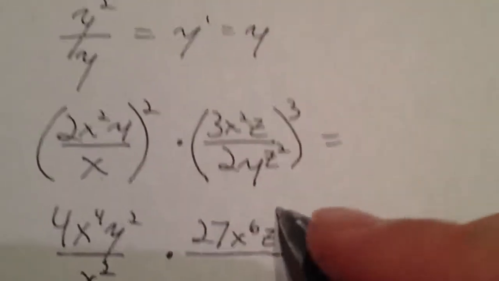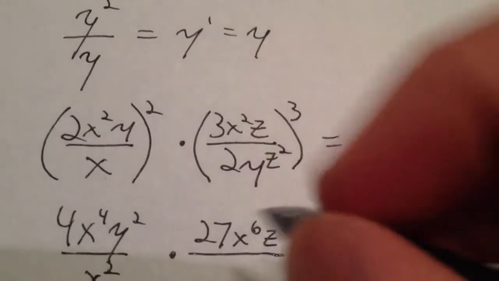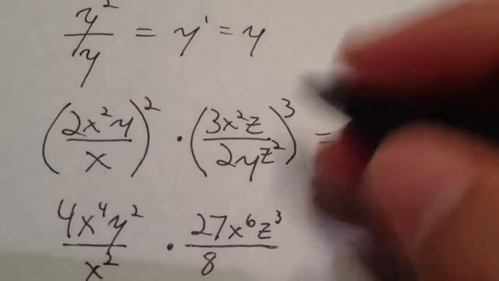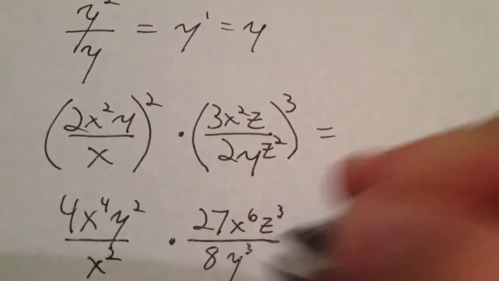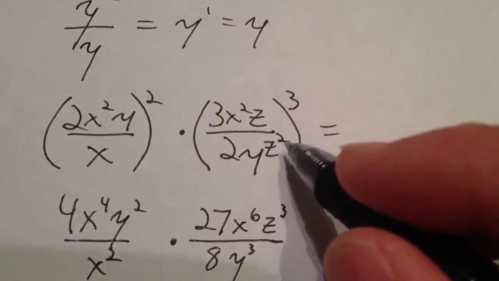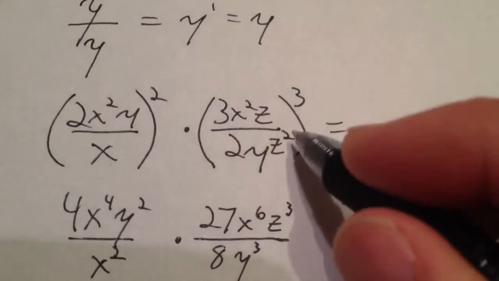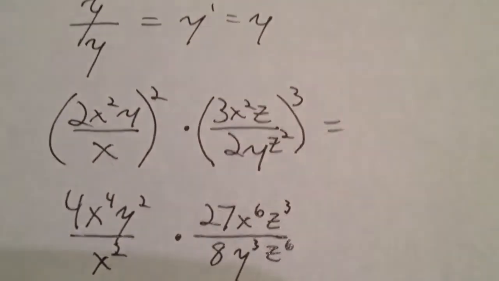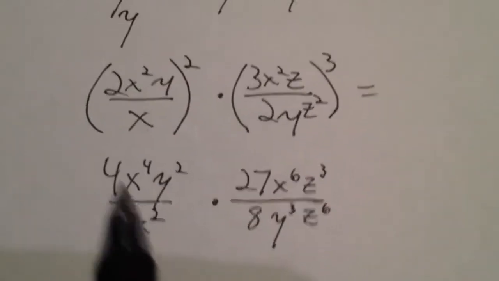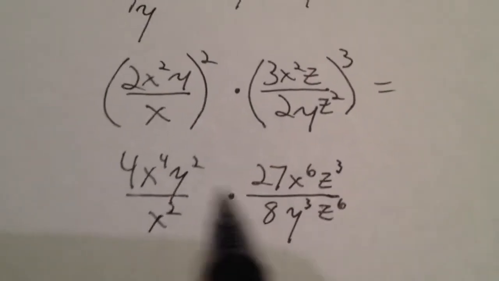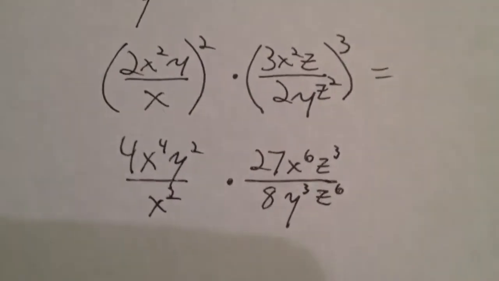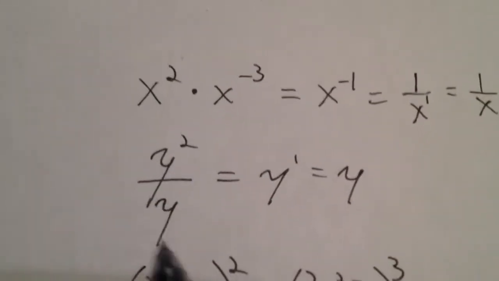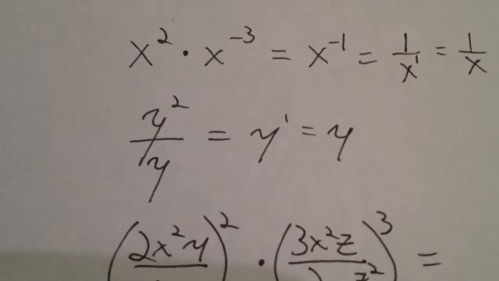On the bottom, you've got 2 raised to the 3rd power, so that's going to be 8. Y to the 3rd power is going to be y to the 3rd. Then you have z squared. Remember, raise a power to a power, you multiply. So 2 times 3 is going to be z to the 6th. And then what I like to do is multiply straight across the top, straight across the bottom, because what that's going to help me do is get it to one big fraction, and then I do my division properties like we did up here.